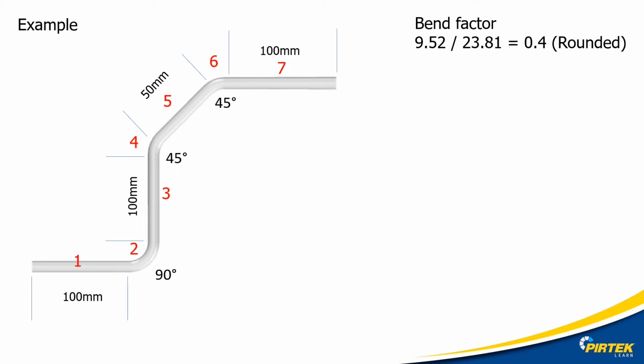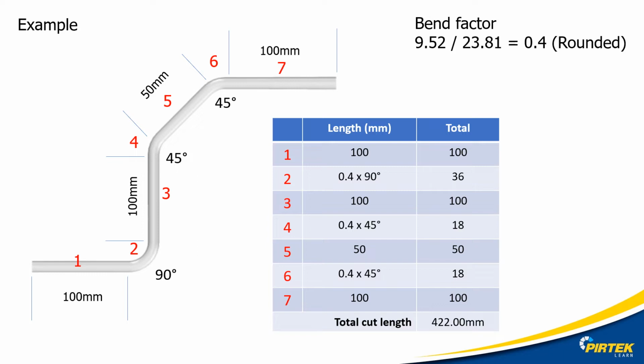As you can see, the part can get a little bit complicated, so we have to work systematically. So I'm going to number the areas of the tube. I create a table and start entering the values. For example, 1 is 100 millimeters long. 2, we have a 90-degree bend. So our bend factor is 0.4 times 90 degrees. We have to add 36 millimeters. Then 3 is a straight 100.